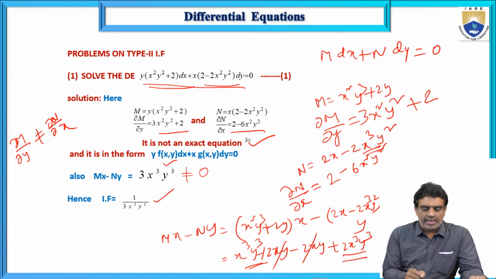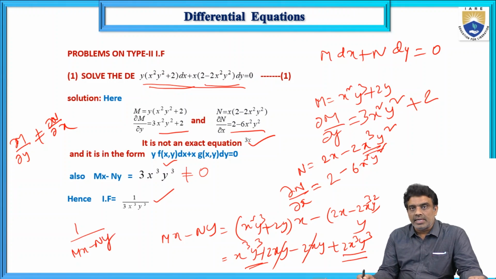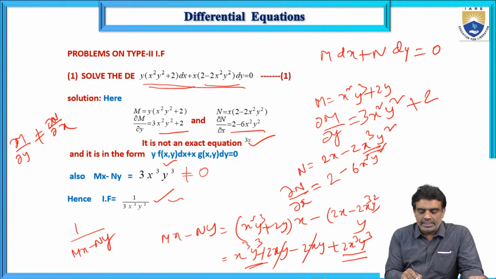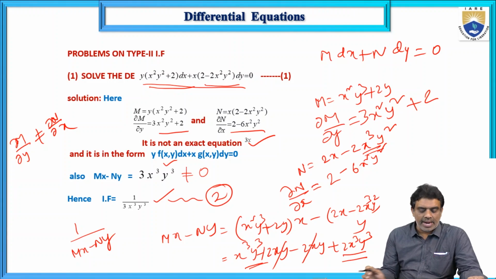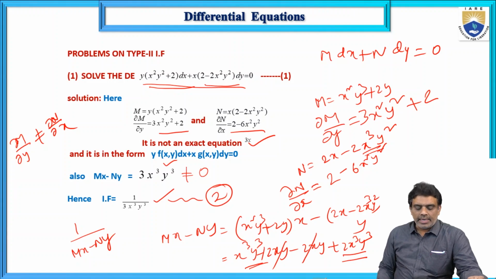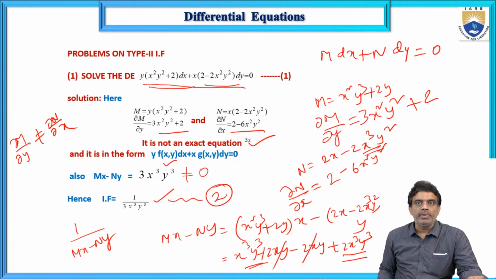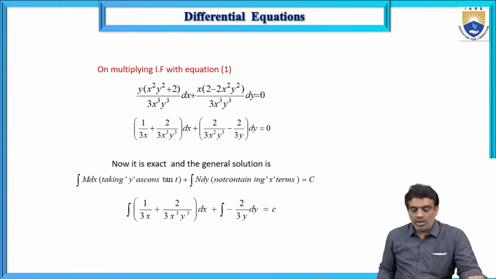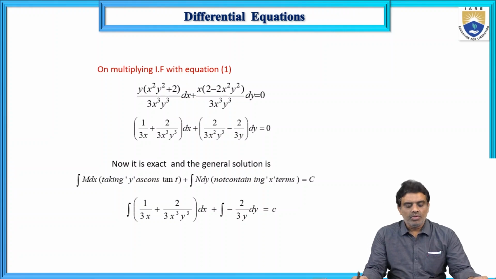So the integrating factor is 1 by Mx minus Ny, that is 1 by 3x cube y cube, and call this equation number 2. The given equation is called equation number 1, and the integrating factor is equation number 2. So then what to do? On getting the integrating factor, we multiply this integrating factor with equation 1 so that equation 1 will become an exact equation.